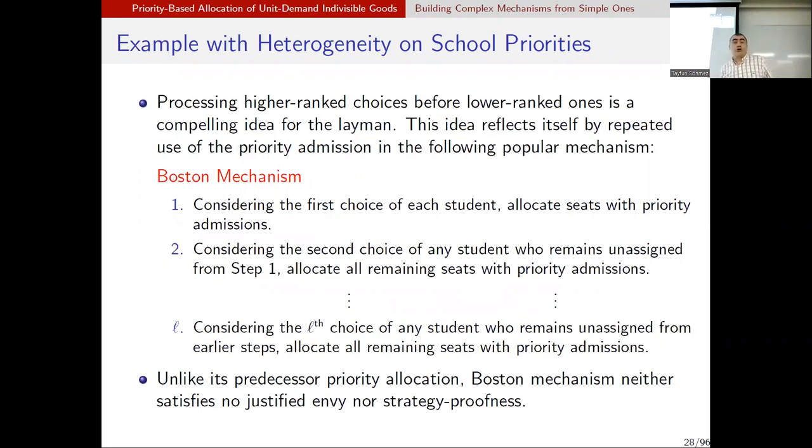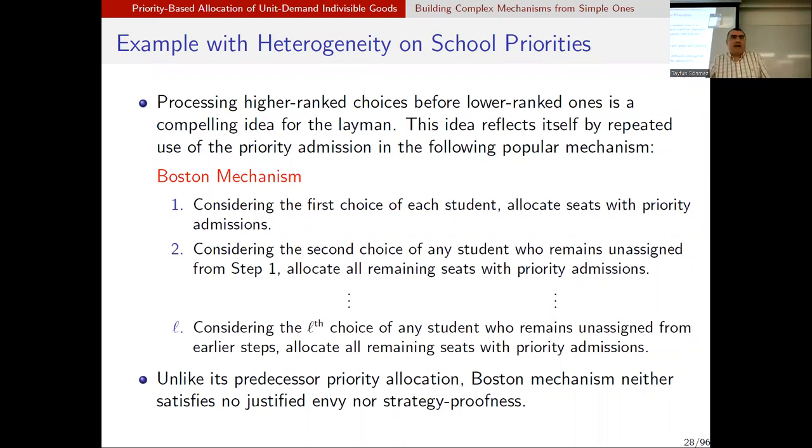Okay. So one way to deal with heterogeneity on school priorities is the following. Processing higher rank choices before lower rank ones is a compelling idea for the layman. Let me first deal with first choices, and so on. This idea reflects itself in the repeated use of priority admissions in the Boston mechanism. So I'm here kind of trying to represent the Boston mechanism as a rudimentary adjustment of these basic versions of the mechanism. That's what I'm trying to do here, right?